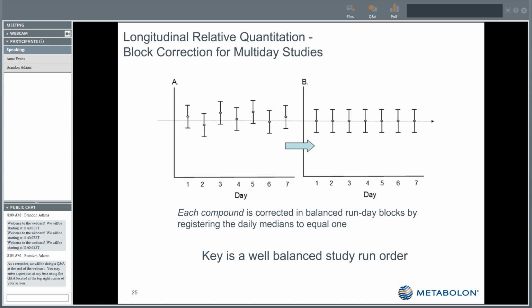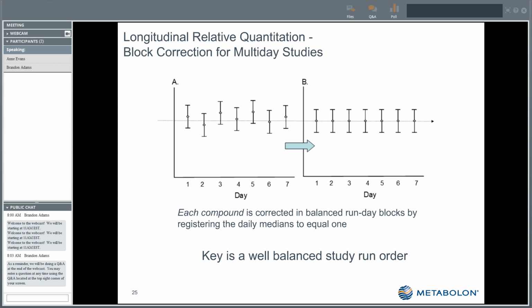And you do this on a per compound basis. That's a really important part of this. What you do is divide all of the values for alanine by the median on that day, and essentially register everything to a value of 1, thereby correcting for those day-to-day variations. And this works incredibly well, and we've done a lot of research testing this against targeted assay data to show that this is a really good way to do it.